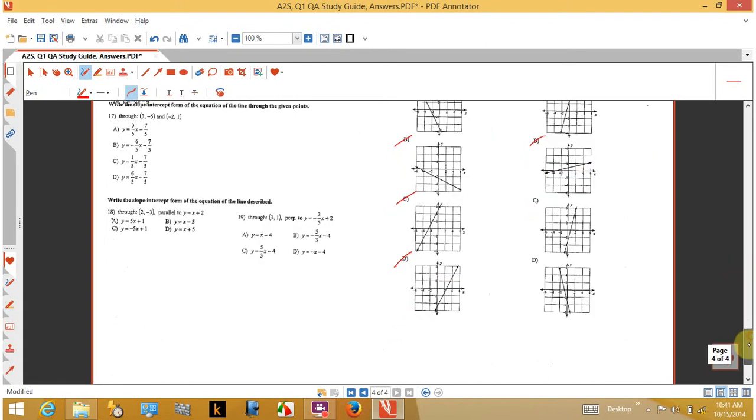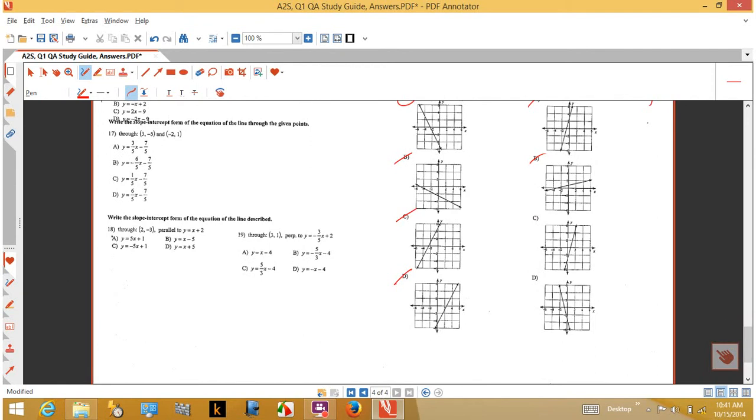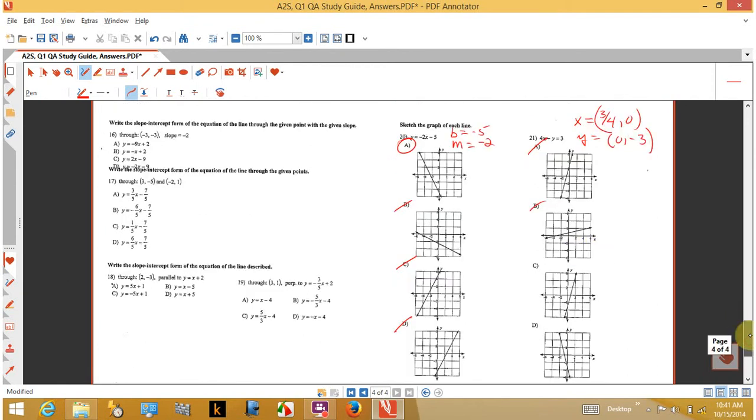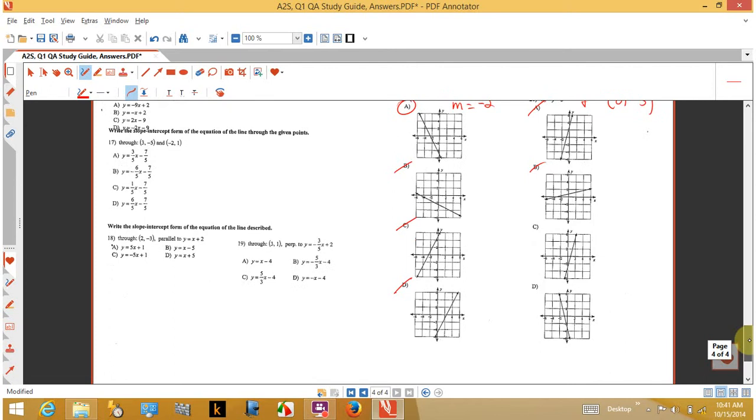Looking at the last 2, then we have one that says, don't forget, it's got to be crossing at 3/4 for the x. This one crosses at a negative 3 for y, but doesn't cross at the right x place. This one crosses at a negative 3 and 3/4, so this one is correct.